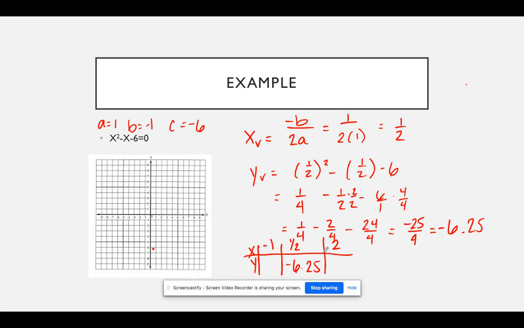Remember, I only have to plug one of those values in for x because the graph is symmetric. I'm going to plug in the 2 to keep it positive. So when I do that, I have 2 squared minus 2 minus 6. So that's going to be 4 minus 2 minus 6. So 4 minus 2 is 2. 2 minus 6 is negative 4.